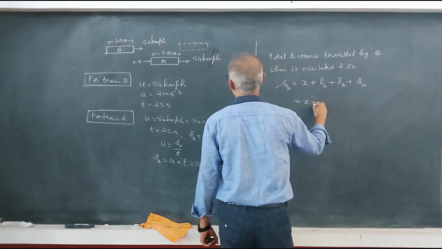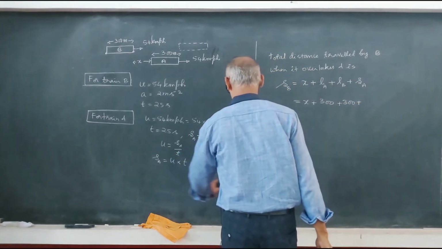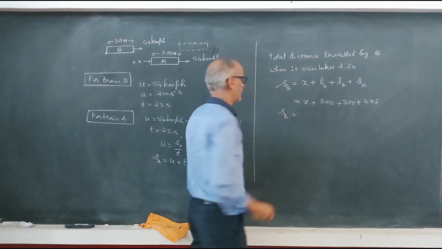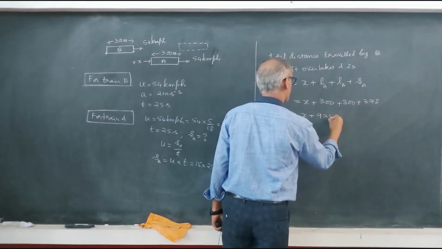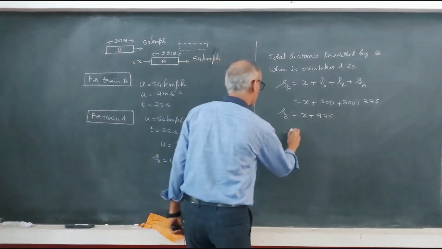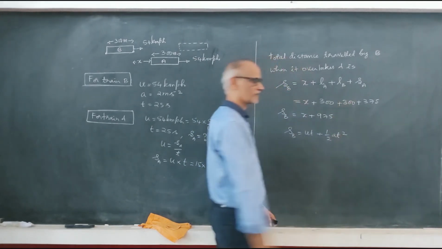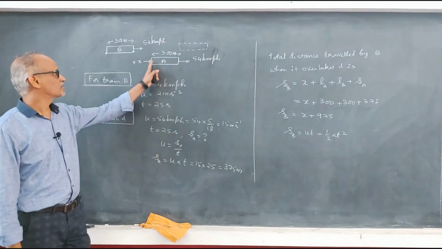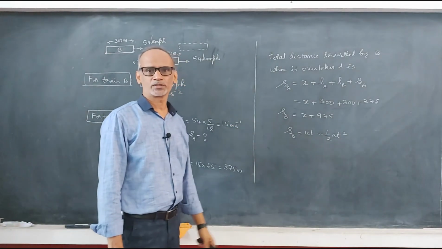The length of train A is 300 plus length of B 300. Distance traveled by A is 375. So therefore the total distance covered by B is nothing but X plus 975. So this is the total distance covered, X plus 975. And now we know the formula for SB, which is U into T plus half A T square. Because for A, we used U is equal to SA by T, because A is moving with uniform speed, there is no acceleration. But the train B is accelerating, that's why we have used the equations of motion.